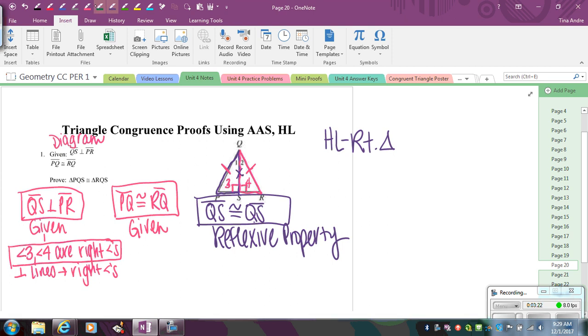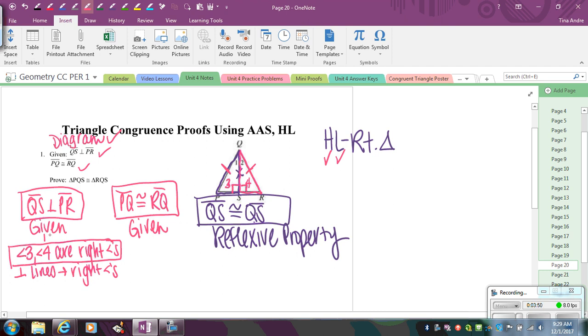So when I look at my proof so far, my hypotenuse, so that's the PQ and the RQ, I stated that right here, so I can check that off. The leg means you stated a pair of congruent legs, which we have the reflexive property. And remember, I used the diagram to do that. So I've used all these givens, so I really could check those off. And then the right triangle, I have right angles, but I never stated I have right triangles yet. So that's what I'm going to state.